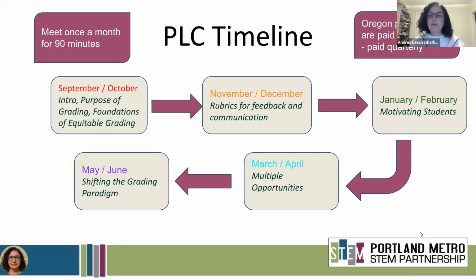Once again, our timeline, if you've missed: for September and October, we were talking our intro, the purpose of grading, and foundations of equitable grading. For this month and next month, we'll be talking about rubrics for feedback and communication. We'll start off with rubrics this time, talk about problems of practice around rubrics. And then next time, as your homework, you'll want to work on a rubric, and we'll bring it back. And during our group time, you'll be workshopping and looking at how to revise your own rubrics.